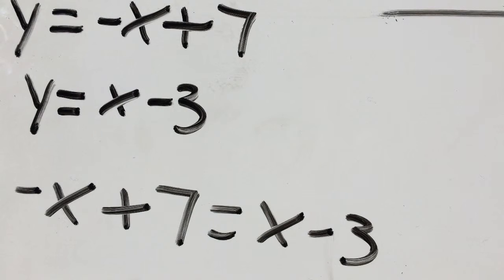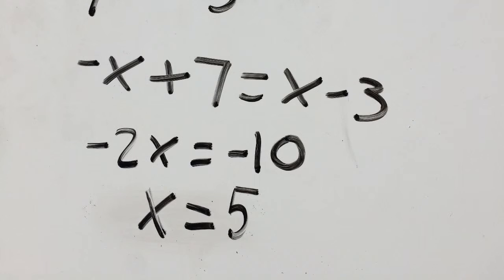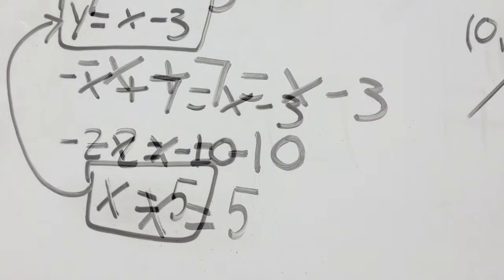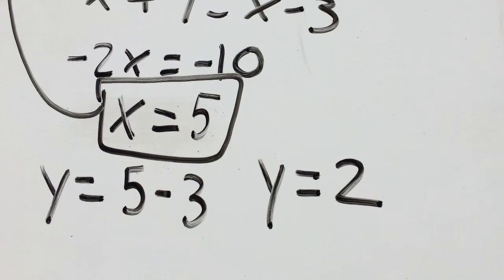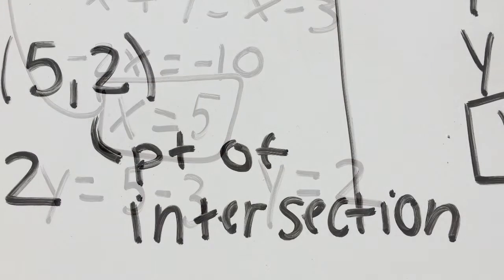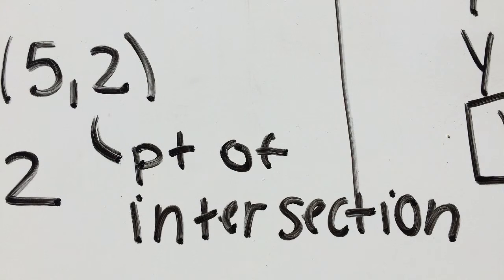Then we let them equal each other to find the value of x. -x plus 7 equals x minus 3 turns out to be x equals 5. Now we plug x back into one of the y equations to find the value of y. If we plug the value of x into y equals x minus 3, the y value equals 2. So (5, 2) is the point of intersection.